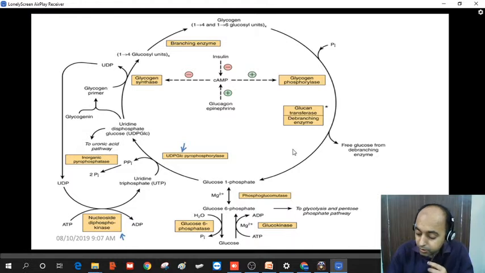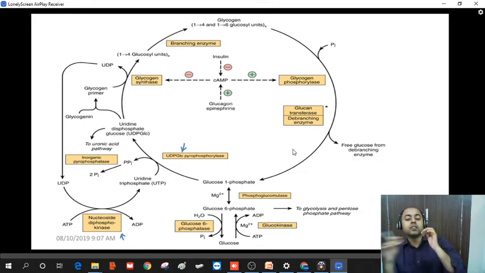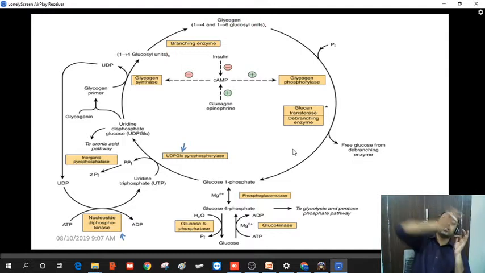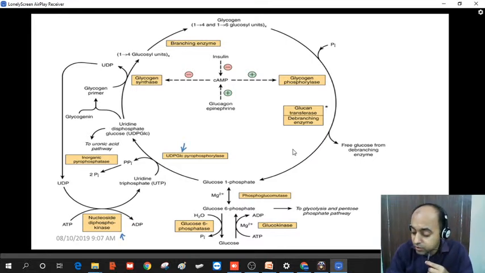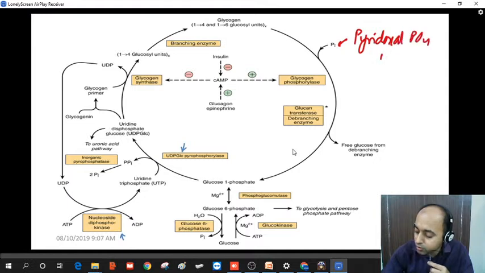The 1,4 glycosidic linkage increases the length of glycogen, and after some time there will be branching. The branching is done by the branching enzyme, resulting in the mature glycogen, which has the 1,4 linkages for the long chain, and the branching site will have the alpha 1,6 linkage. The cleavage of the terminal glucose on glycogen is carried out by glycogen phosphorylase by using a phosphate. I told you this phosphate will come from pyridoxal phosphate, commonly written as PLP.